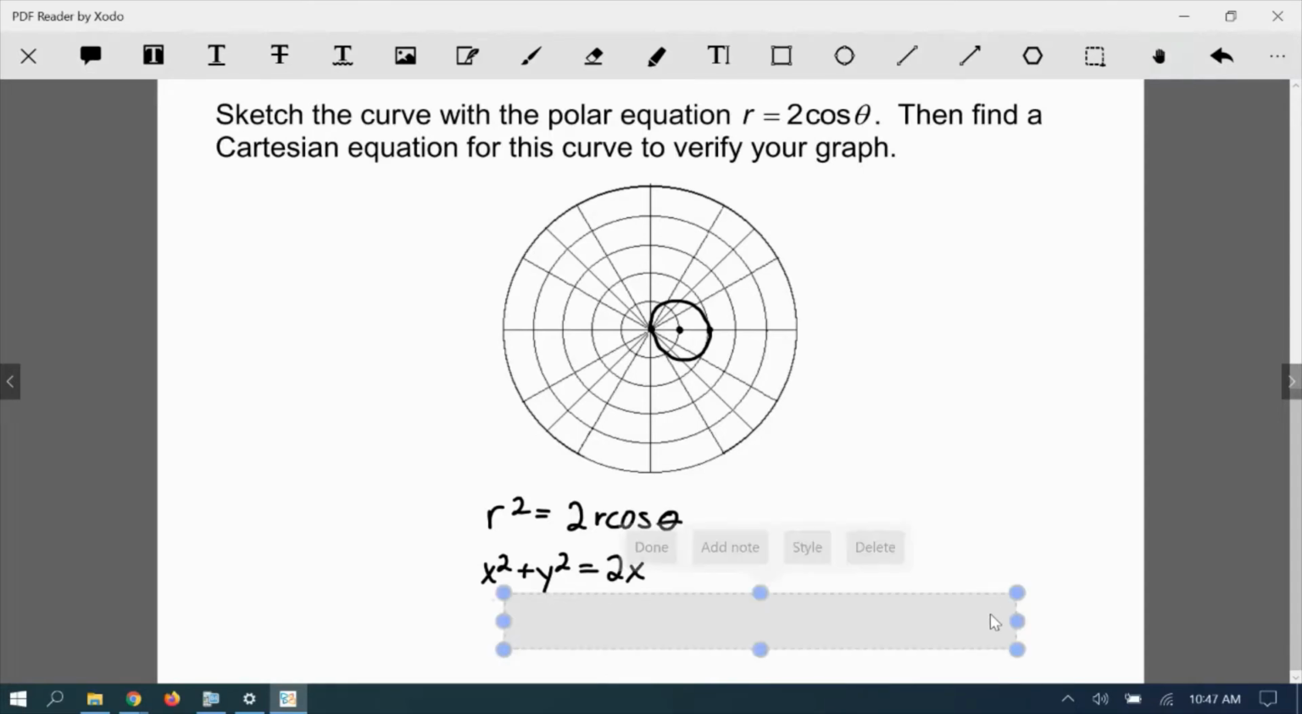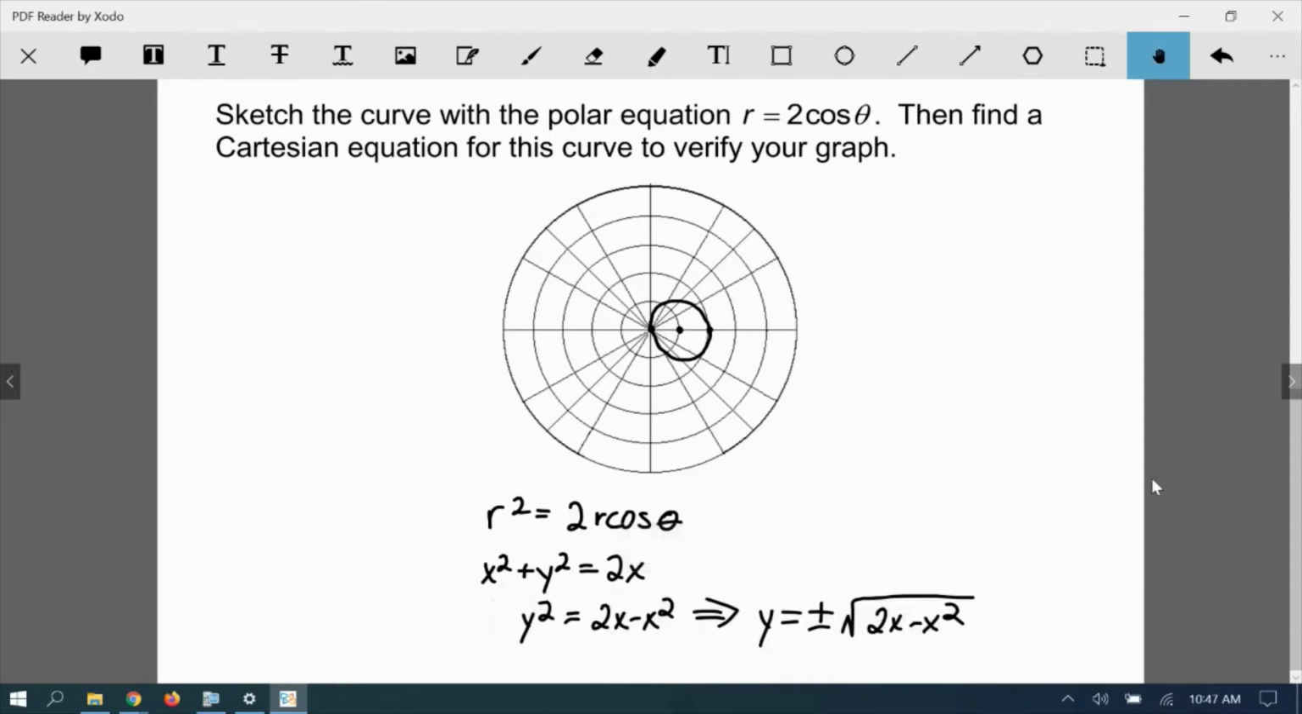And now it's just a matter of isolating y. And when I do that, here's what I end up with. y squared is 2x minus x squared. Solving for y gives me plus or minus the square root of 2x minus x squared. So when I graph it in that form, if you graph it on the calculator in the function form, you'll see that you get the exact same graph as what we've created in the polar form. So not that difficult to do, but if you haven't seen that done before where we multiply by r, that might be something that you never thought of.